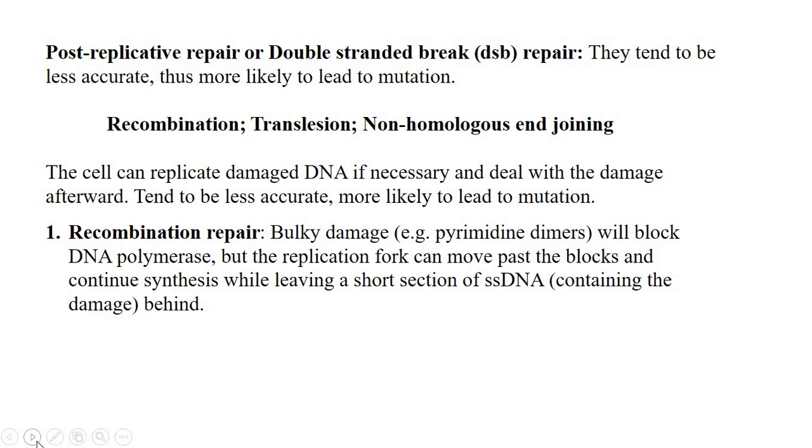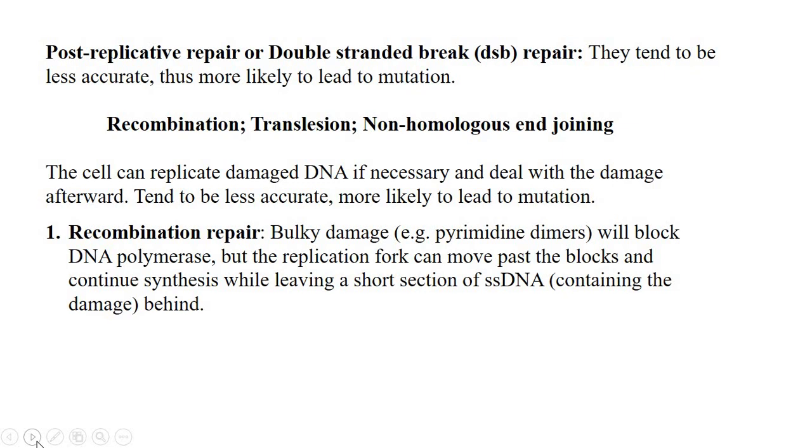So now we will be talking about post-replicative repair, or more commonly known as double-stranded break repair. And as you all know, double-stranded breaks are very, very hard to repair. These are less accurate and they're more likely to lead to mutation. There are three major mechanisms by which double-stranded DNA breaks are repaired: recombination, translesion, and non-homologous end joining.